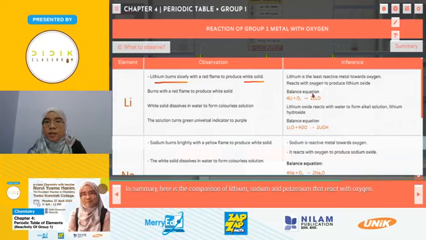Alright, and then potassium burns very vigorously, very brightly, with purple flame to produce potassium oxide. And this is a white solid. Potassium oxide will dissolve in water. When we dissolve it in water, it produces potassium hydroxide.